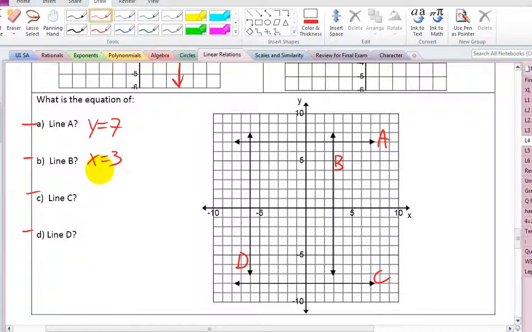Line C. Ruby. Good. D. Dion. Good. Any questions?